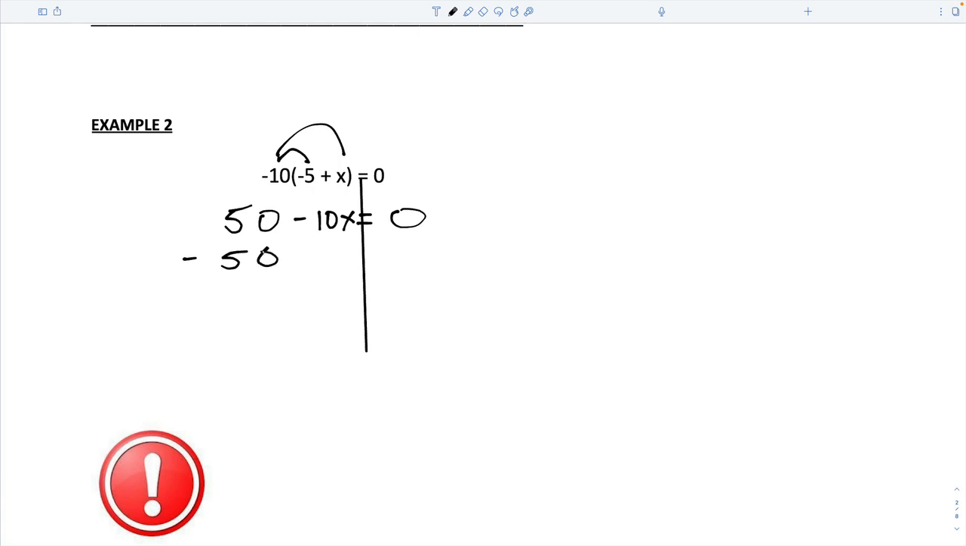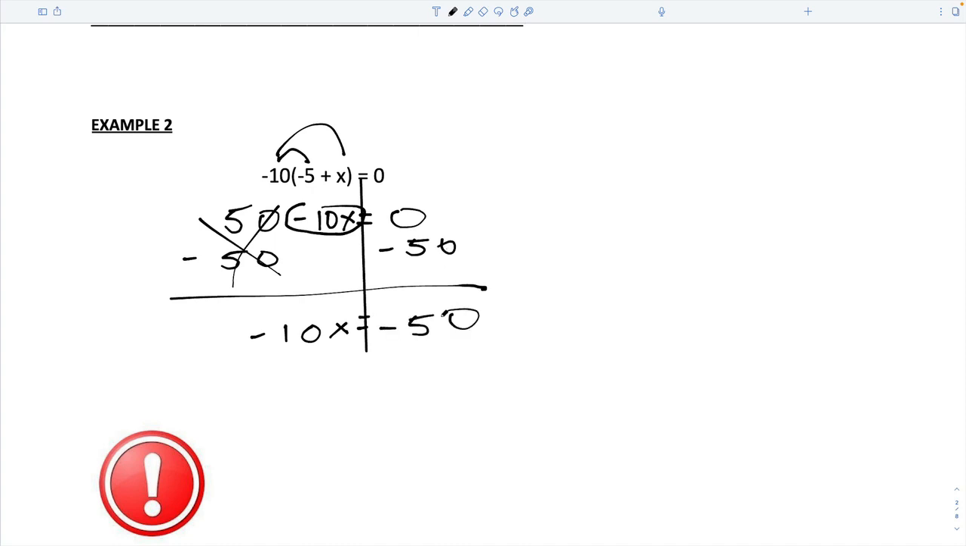Good. You want to kick out the farthest friend first. Finn, what is left on the left side? 10x. Okay. And is he positive or negative? Negative. Good. Keep that sign there. What's 0 minus 50, Finn? Negative 50. Good. And last step. How do I get x by itself? Justice. You divide by negative 10. Great. On both sides. And what's my answer, Justice?